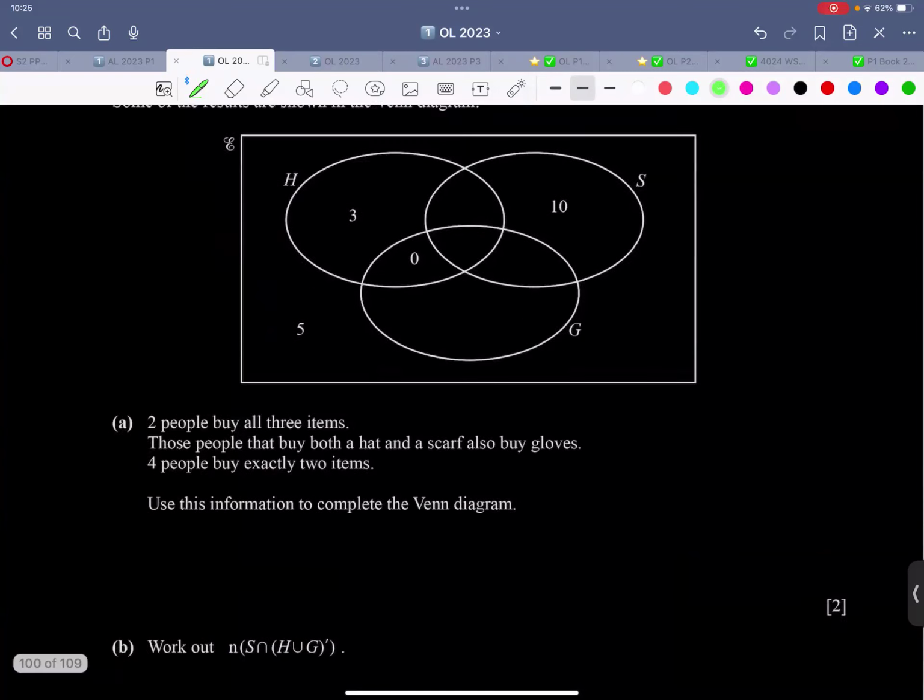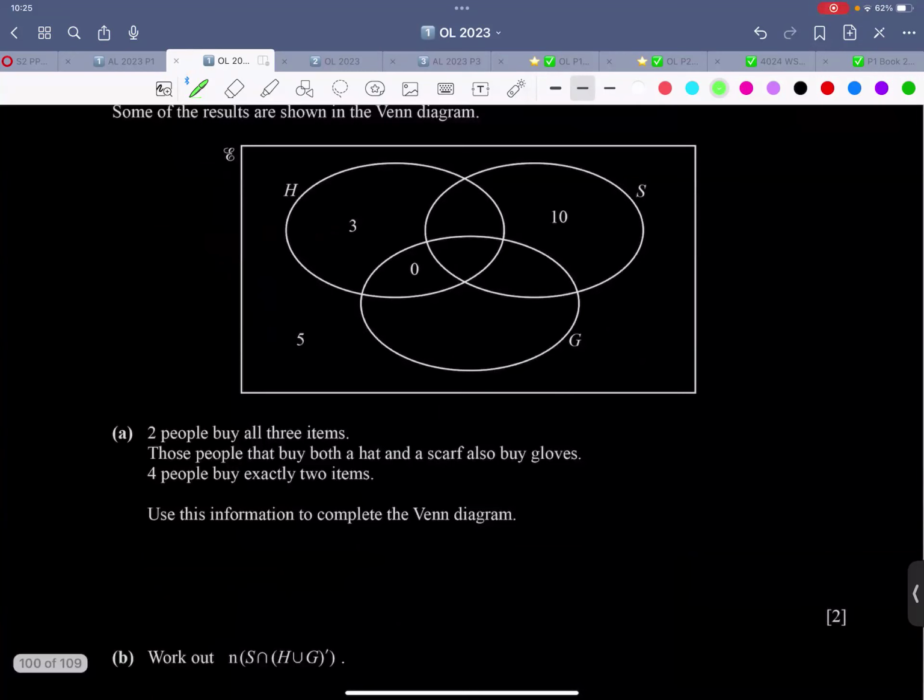Now the question says, 2 people buy all 3 items. Those people who buy both a hat and a scarf also buy gloves. Now this statement is kind of strange, so let me just highlight the statement over here. Those people who buy both a hat and a scarf also buy gloves. 4 people buy exactly 2 items. Use this information to complete the Venn diagram.